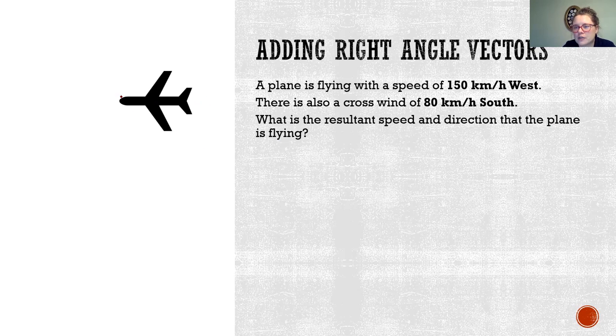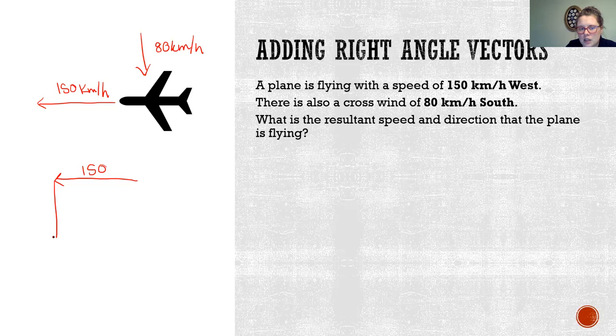So it's flying west. So we've got the plane in the right direction. So we've got 150 kilometers per hour. And then we've got a wind south pushing down on it of 80. Okay, so I always like to throw things in a little sketch and then I do my tip to tail. So I'm going west 150 and I'm going down negative 80.